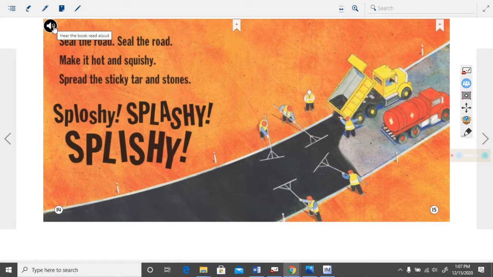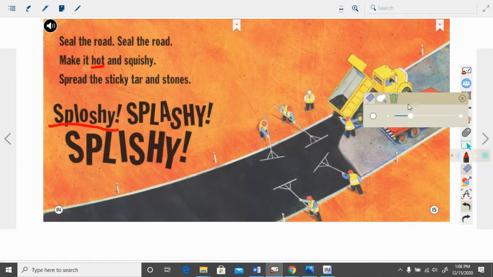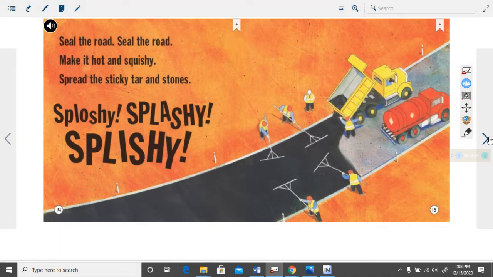Listen to this again and see if you can hear any words with the middle sound of R. Seal the road. Make it hot and squishy. Spread the sticky tar and stones. Sploshy, splashy, splishy. So we have hot, it has the R sound in it. Sploshy has the R sound in it. So we had two on that page that gave us the R sound.